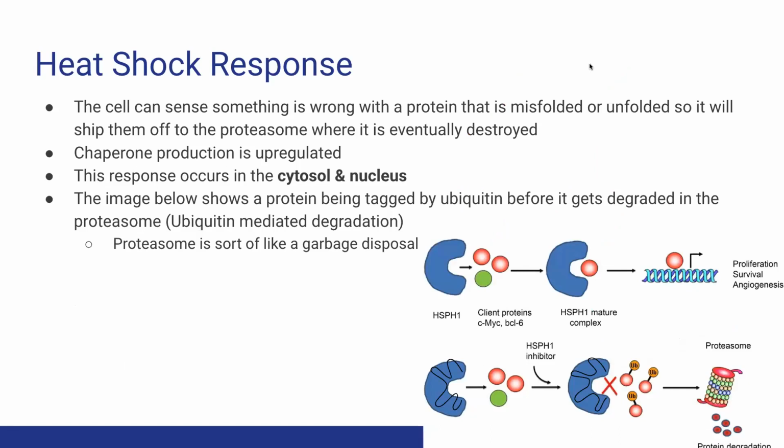So the heat shock response is the response that happens in the cytosol and the nucleus. The cell is going to sense that there is a protein that's misfolded, that something isn't working as it should be. And so chaperone production is upregulated. Again, you just want the chaperone proteins around to help the protein refold back to its natural state. And then the protein is tagged with ubiquitin, and it is sent to the proteasome to be degraded through ubiquitin-mediated degradation, or ubiquitin-mediated proteolysis. The proteasome kind of acts like a garbage disposal for these proteins.